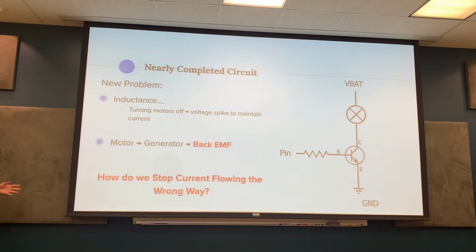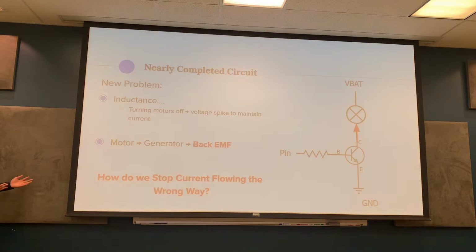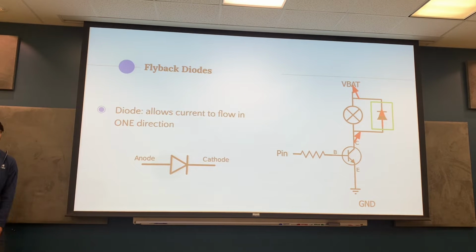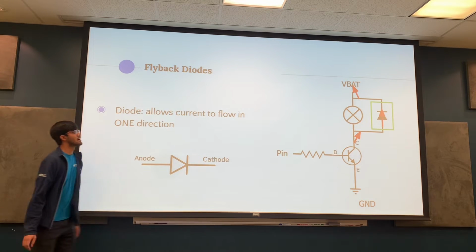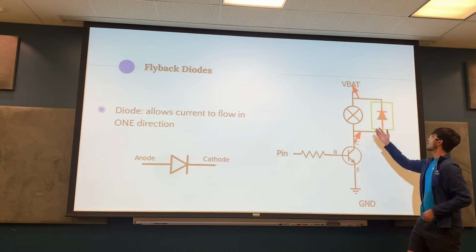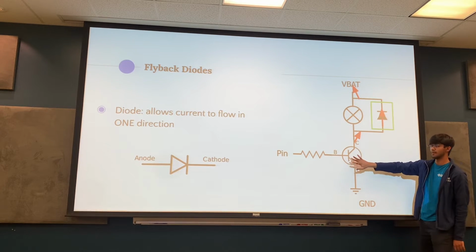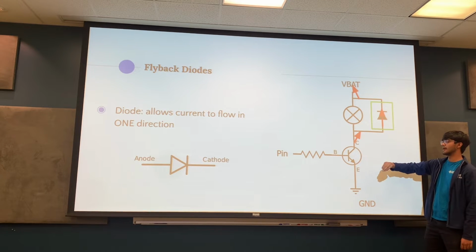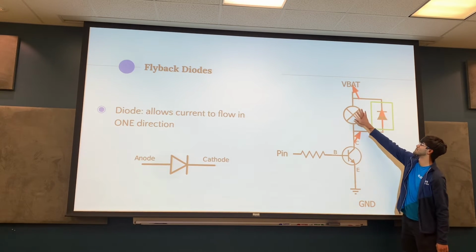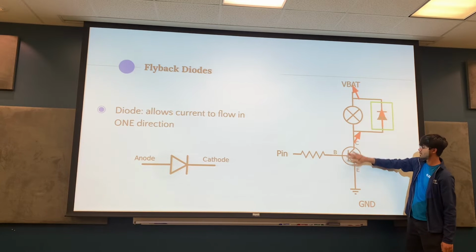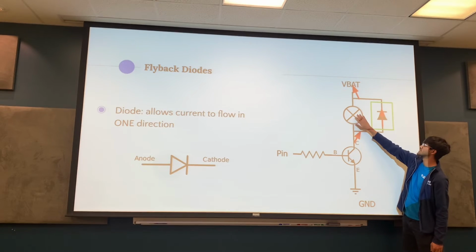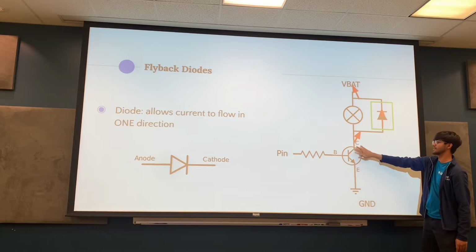Okay. And what circuit component only allows current to flow one way? Diode. A diode, exactly. So we can use a flyback diode to prevent the current flow from going in the wrong direction. As we can see over here, the current can flow from the battery to the motor, but when the motor produces a back EMF, it will prevent it from going down this way.